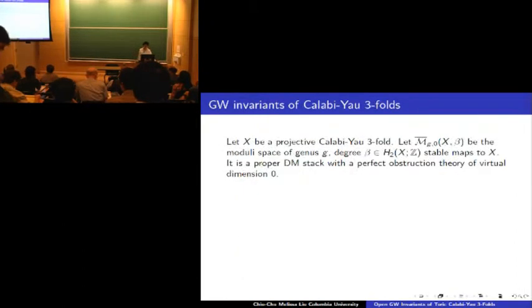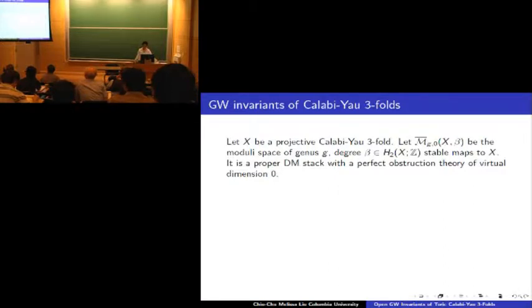So next, I would like to review the Gromov-Witten invariants of Calabi-Yau threefolds. This has been mentioned in this conference a lot of times, so maybe I should give you a mathematical definition. Let X be a projective Calabi-Yau threefold. Let M̄_g(X, β) be the moduli space of genus g, degree β stable maps to X.